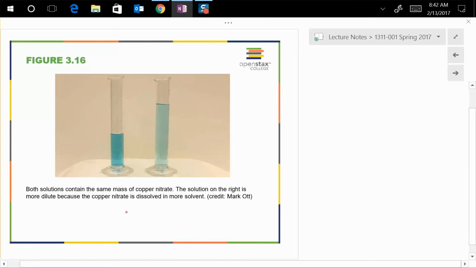This is just showing you dilution. This would be a concentrated solution of copper nitrate, and this would be the diluted solution of the copper nitrate. Since you can see it's lighter in color, it's not as concentrated, right?